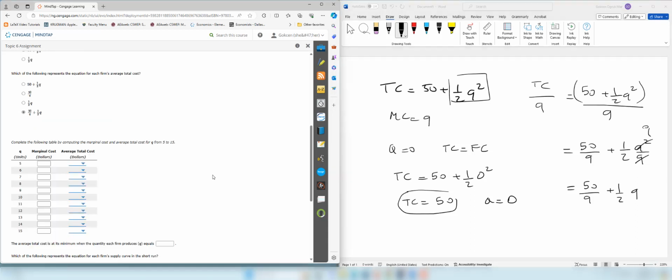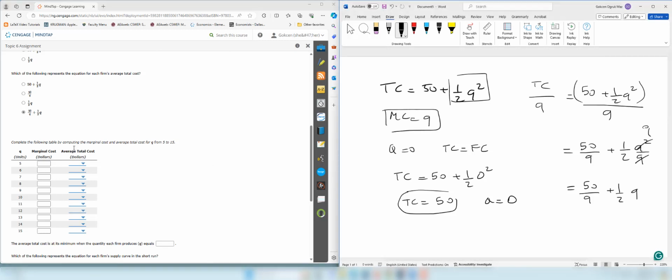And next we are going to complete the table by computing the marginal costs and average total costs for quantities 5 to 15. So marginal cost is equal to Q. Therefore, we're just going to type it here: 5, 6, 7, 8, 9, 10, 11, 12, 13, 14, and 15.